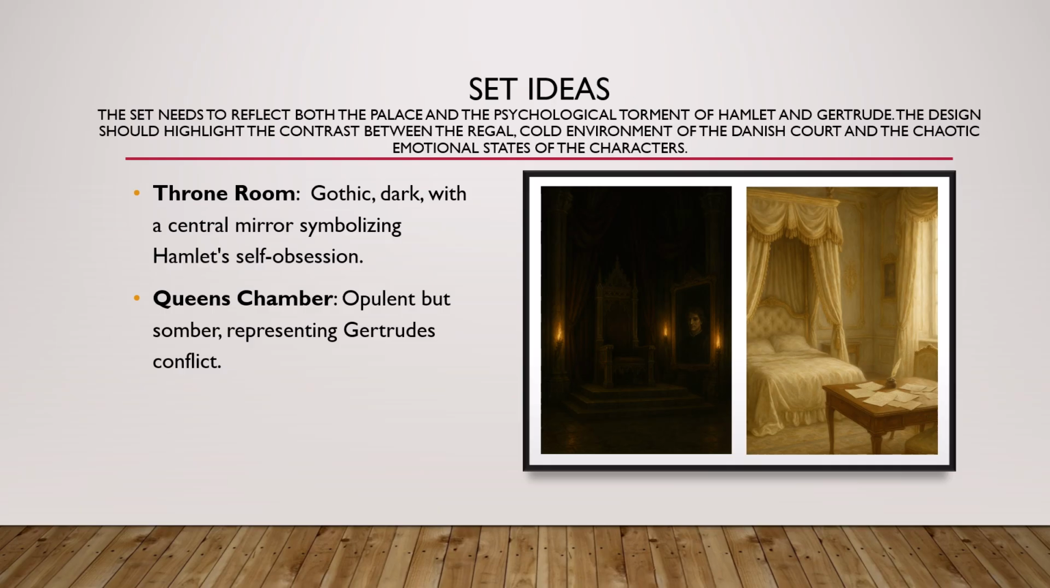So the two major scenes we include are going to be one in the throne room. It's gothic, it's dark. There's a centralized mirror symbolizing Hamlet's self-obsession, where it's not very well lit and he's focused upon himself. The other scene is the Queen's Chamber. It's opulent but somber. So this represents Gertrude's conflicts, where she wants it to be good, but then that isolation is very self-deprecating.